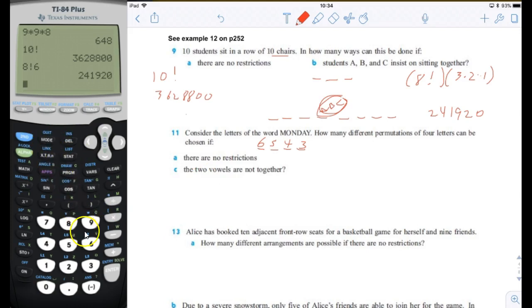You could do that with 6 nPr 4, or you could do that by doing 6 times 5 times 4 times 3. Okay. So the first one is 360. Now, how about considering that 2 vowels are not together?